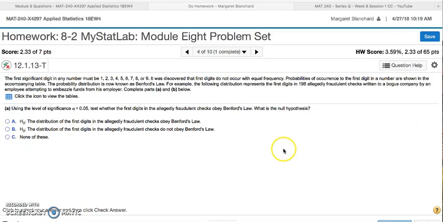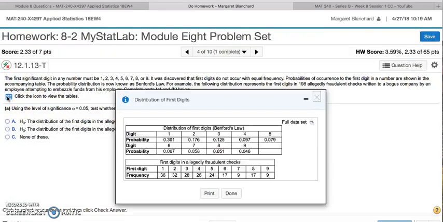look at the problem. For example, the following distribution represents the first digits in 198 allegedly fraudulent checks written to a bogus company by an employee attempting to embezzle funds from his employer. Complete parts A and B below. So first, let's just take a quick look to see what we're looking at here.